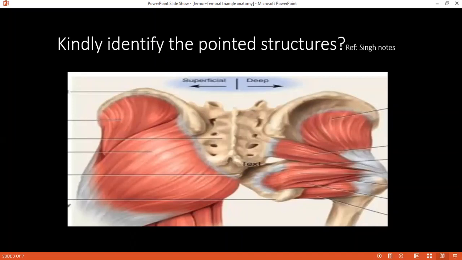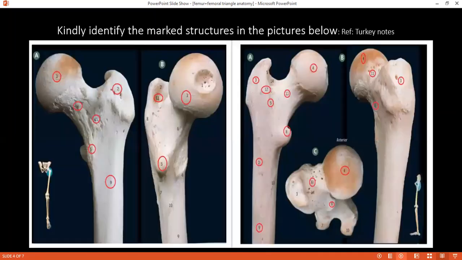Do I have any other pictures? Yes. This one. Can you please identify what bones are you looking at? I'm looking at the upper part of the left femur. This is the head of the femur. Can you please identify 2? 2 is greater trochanter. 4, please. It's an intertrochanteric line.